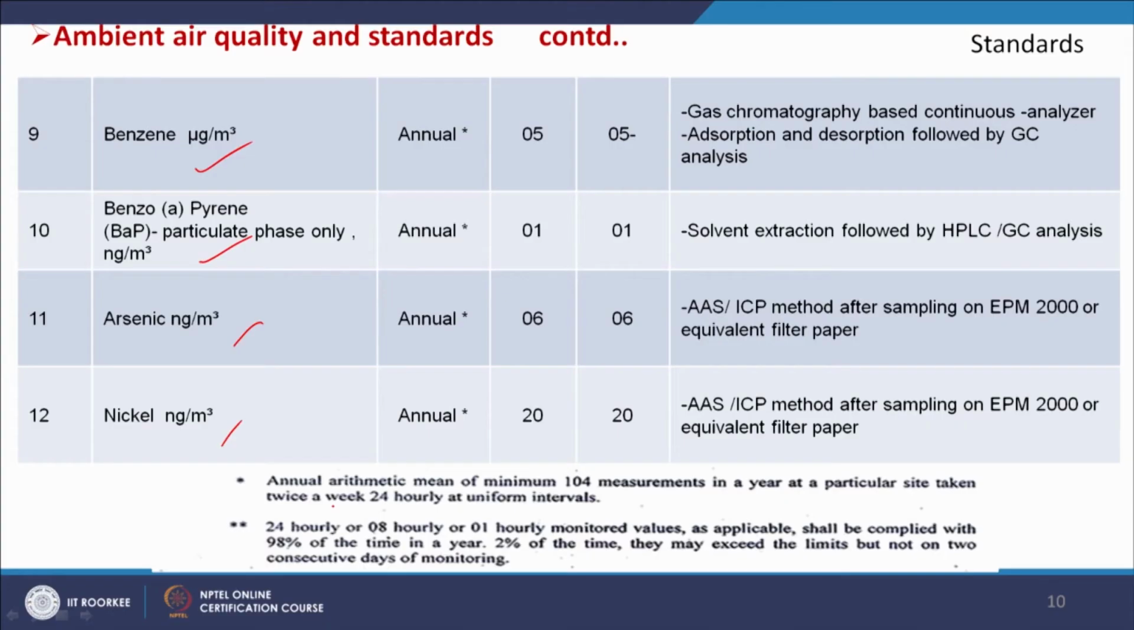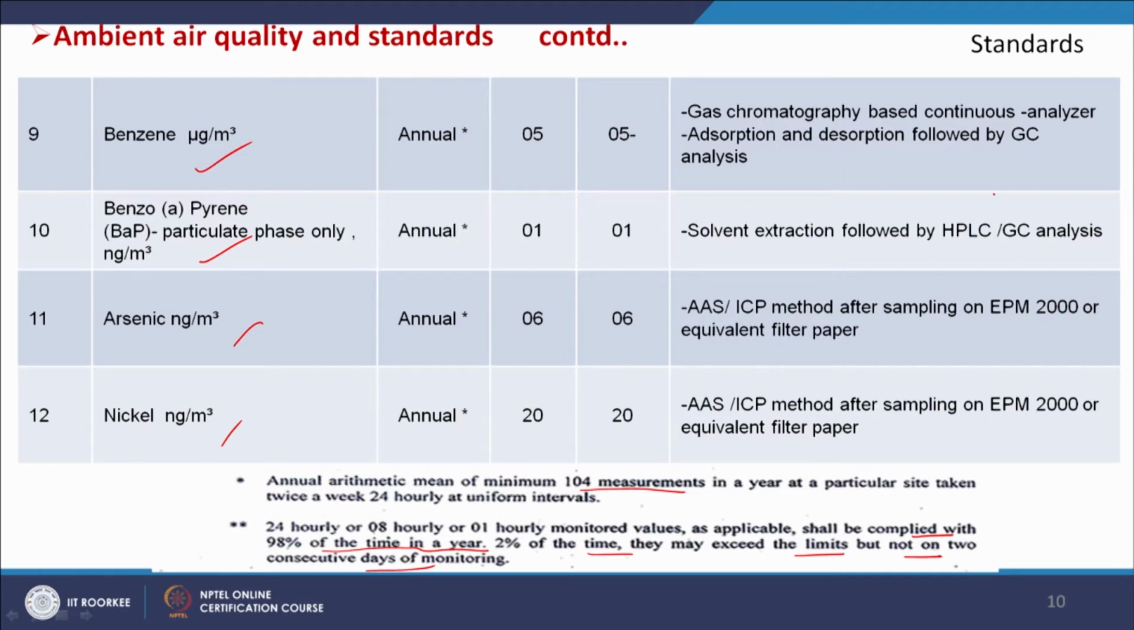And here it is given. What is annual basis? Annual basis means the annual arithmetic mean of a minimum of 104 measurements. So, there are 52 weeks, so twice in a week. So, a minimum of 104 samples has to be considered and their average has to be taken as the annual basis, that is, the concentration of the pollutants prevailing throughout the year. And the 24 hourly, 8 hourly or 1 hourly values, as applicable, shall be complied with 98% of the time in a year, and 2% of the time they may exceed the limits, but not on 2 consecutive days of monitoring.